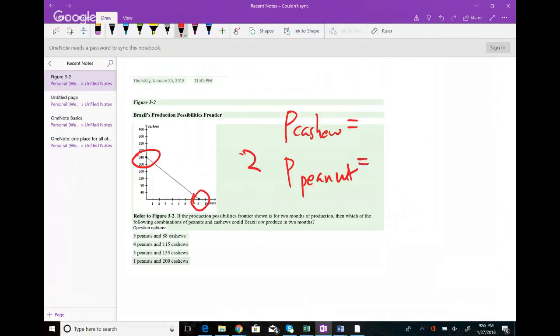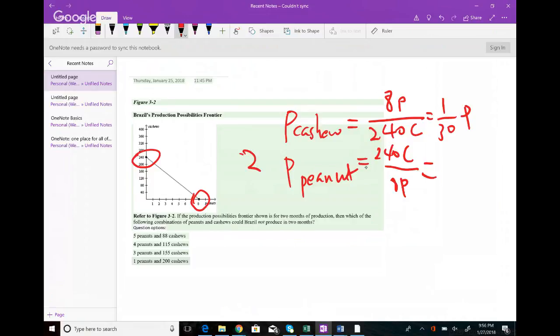Looking for the price of cashew, we put the maximum number of cashew on the bottom. Brazil can produce a maximum of 240 cashew, and the maximum of the other good on top, that's 8, oh no, that's not W, it should be a P, 8 peanuts. So this will be 1 over 30 peanuts. And then for peanuts on the bottom, 8 peanuts, and 240 cashew on top. So this will be 30 cashew.